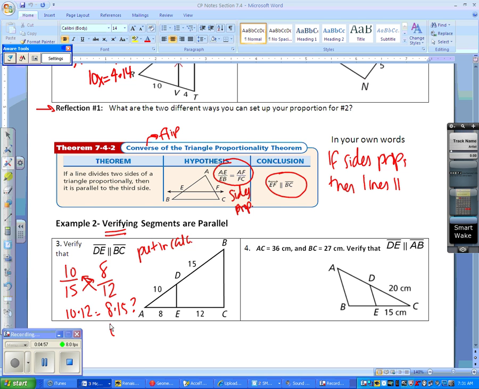If it does, then yes, they are parallel. If it doesn't, then no, they are not parallel. If 8 times 15 does not equal 120, then they are not parallel.